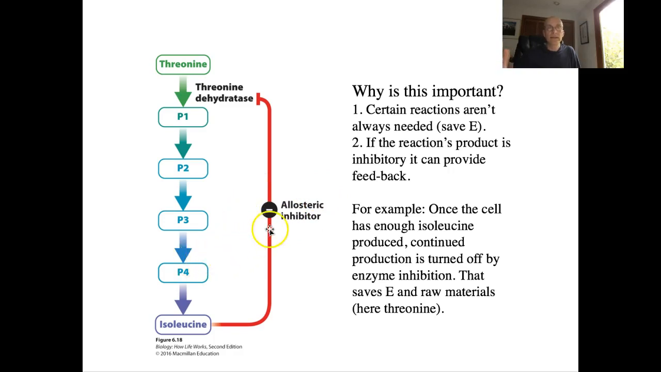So allosteric meaning someplace else in the enzyme, on the enzyme binding, creating a feedback so that the enzyme now no longer works. And so that's why I say here, once the cell has enough isoleucine produced, continued production is turned off by enzyme inhibition. And that saves energy and raw materials, right? So threonine is also needed. So no longer will all the threonine be used to produce isoleucine. Now the cell has some threonine itself left that is not being siphoned off because this reaction here has been shut off temporarily through this inhibition, this feedback inhibition.